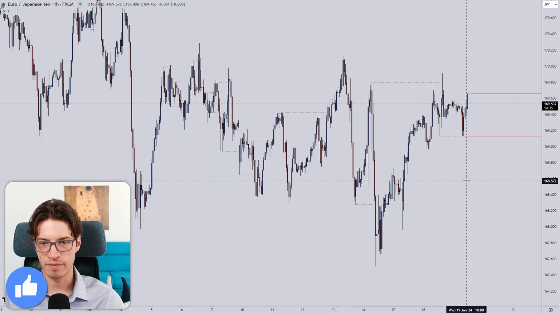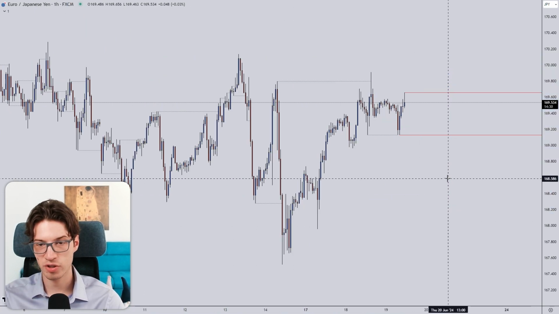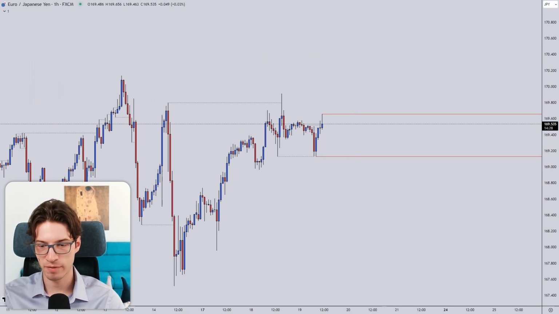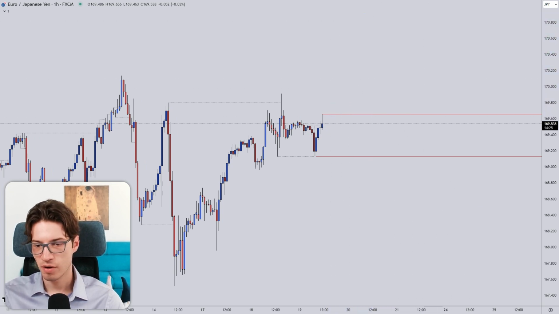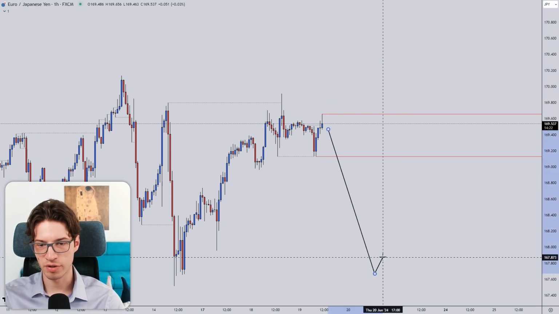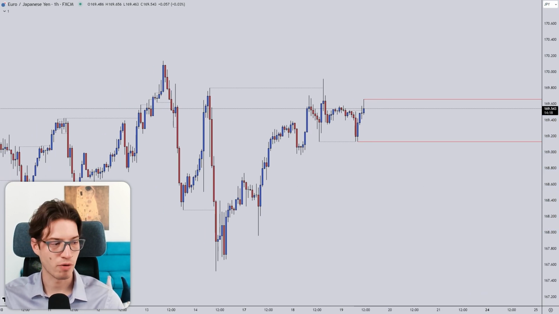Yeah, this is very flat, very corrective. This pair is definitely not on the watch list. I'm looking for a breakout of this whole range, looking for a large impulse up, or a large impulse down like this. So yeah, that is my forecast for the euro and the Japanese yen.